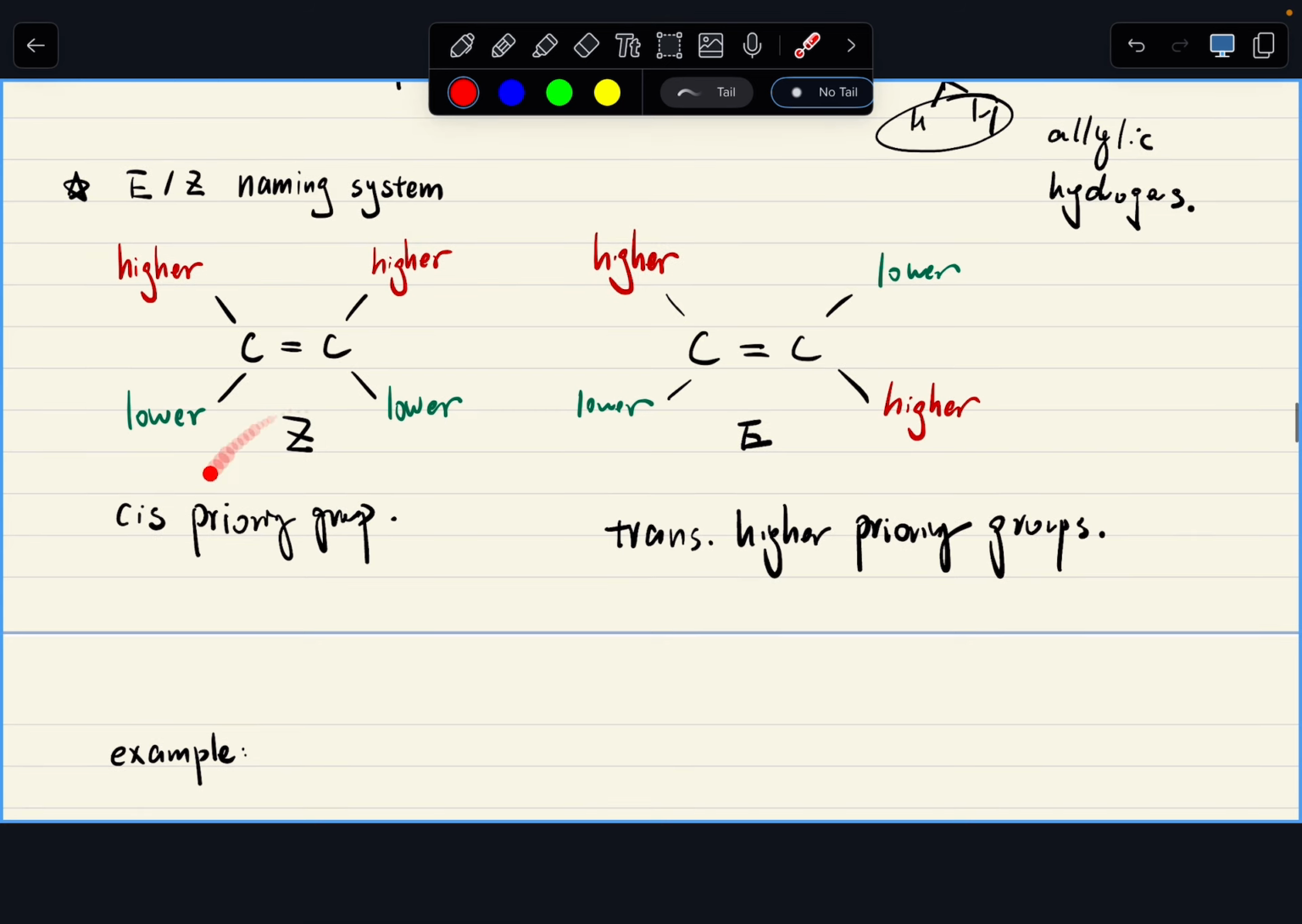So Z tells us the higher priority groups are cis to each other, or they are on the same side of the double bond. A trans or an E configuration is telling us the higher priority groups are on opposite sides. So if we actually look at the molecule, a cis or a Z group means I have, say, 2 methyl groups that are on the same side with each other. A trans will be the methyl group is here and here, right? So they are on different sides with each other.